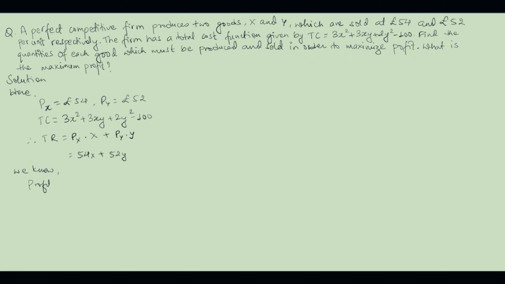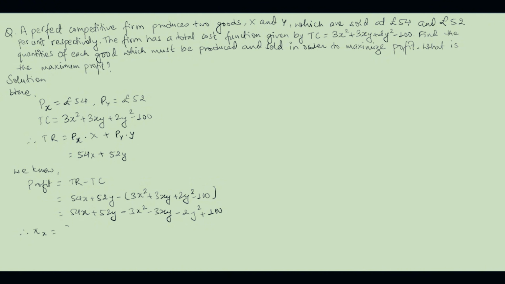Now we know that profit is given by revenue minus total cost. Total revenue is 54x plus 52y minus total cost, which is 3x square plus 3xy plus 2y square minus 100. What we'll get further is 54x plus 52y minus 3x square minus 3xy minus 2y square plus 100. And we'll get this one.